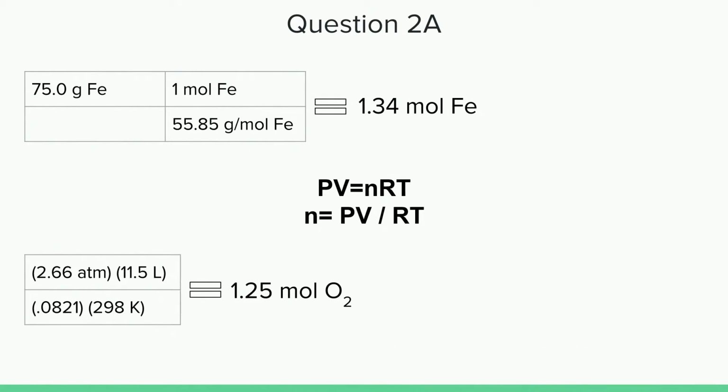To find the moles from these numbers, we have to use the ideal gas law, which is PV equals nRT. We can modify this equation to get moles equals pressure times volume divided by 0.0821 times the temperature. And the R comes from the molar volume at STP. So we multiply 2.66 atm by 11.5 liters, and we divide that by 0.0821 and 298 Kelvin, and we end up getting 1.25 moles of oxygen gas.